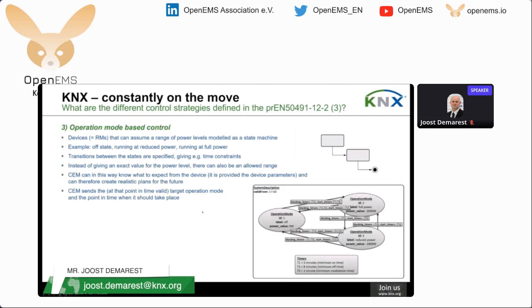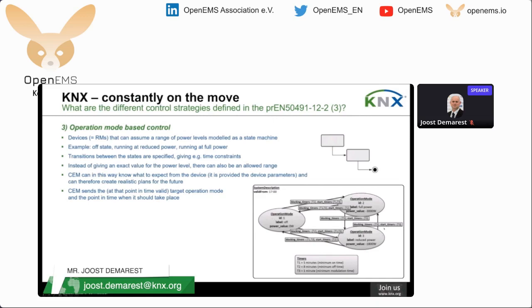The third control type is the operation mode based control. Again, this control type is for yet other types of devices. So you can think of a diesel generator, for instance. A diesel generator can be abstracted as having, for instance, 3 different operation modes. So the first operation mode could be the one where the diesel generator is completely off.